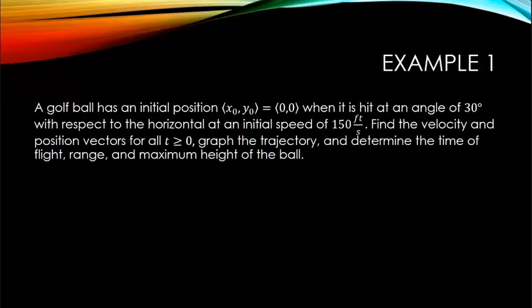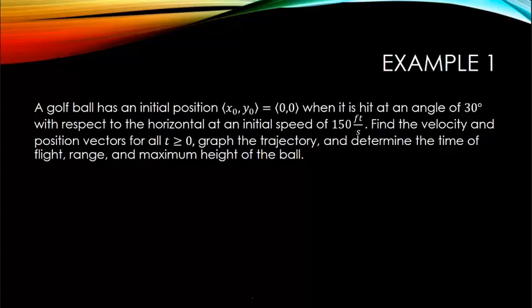Let's work an example. A golf ball has an initial position x naught, y naught, which is equal to the 0 vector, when it is hit at an angle of 30 degrees with respect to the horizontal at an initial speed of 150 feet per second. I want to find the velocity and position vectors for all time t greater than or equal to 0, graph the trajectory, and determine the time of flight, range, and maximum height of the ball.